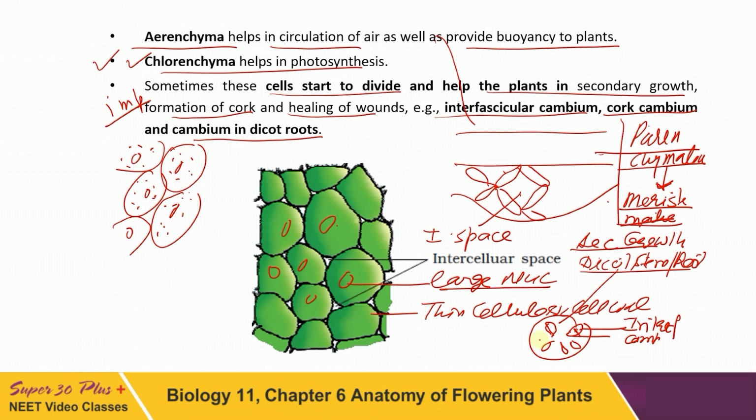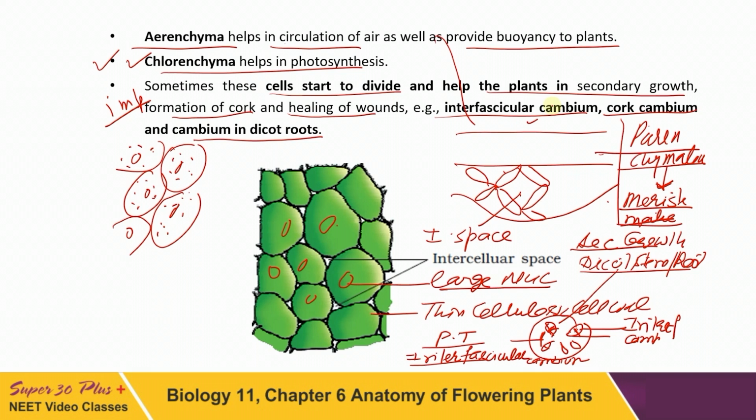But the cells here are permanent cells. This is permanent tissue. This permanent tissue will become meristematic. Now they will make a cambium in between these vascular bundles, and this cambium will be called interfascicular cambium. So interfascicular cambium will be formed from permanent tissue.